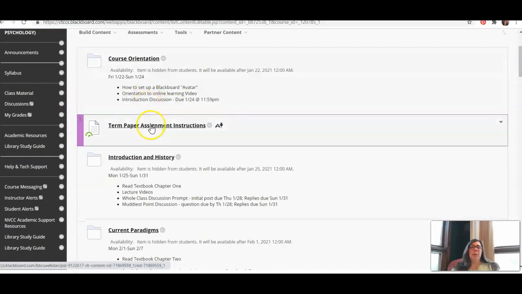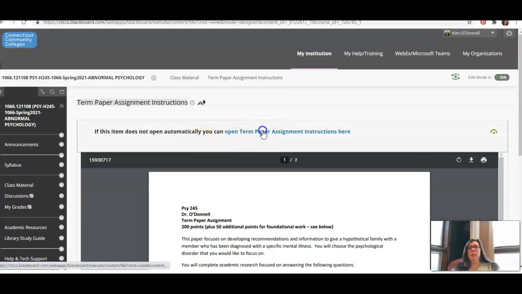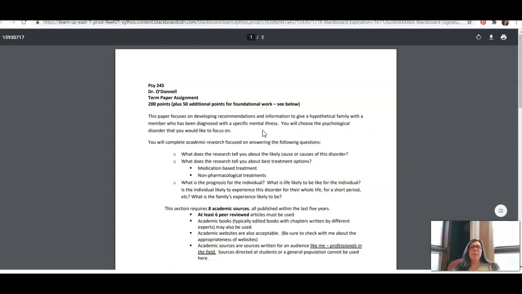So let's take a look at the term paper instructions. And again, I'll open the file separately here. And so, 200 points for the term paper itself, plus an additional 50 points for foundational work that we're going to talk about in a second.